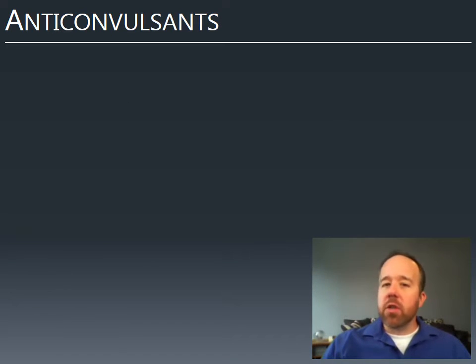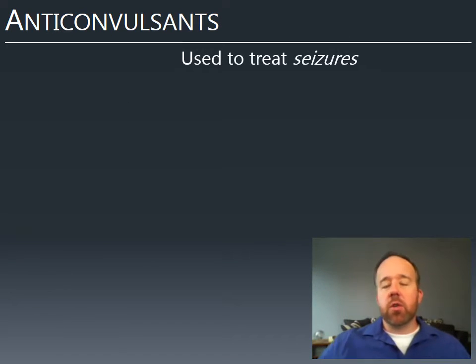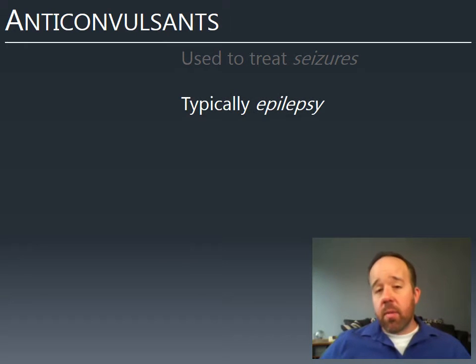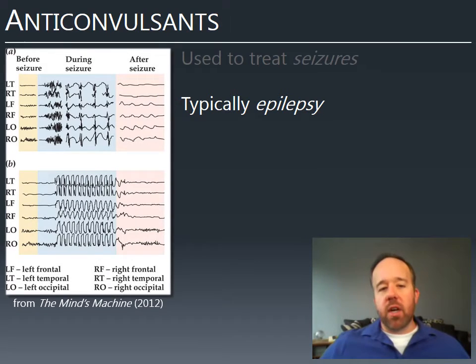Finally, there are anticonvulsants. And so these are drugs that are used to reduce the incidence and reduce the severity of seizures. So the most common disorder these are used for is epilepsy. So here on the left we see what's called an EEG, an electroencephalogram, a graph of electrical activity in the brain of someone who's suffering an epileptic seizure. So what characterizes these seizures in the brain is a large amount of spontaneous, synchronous activity.